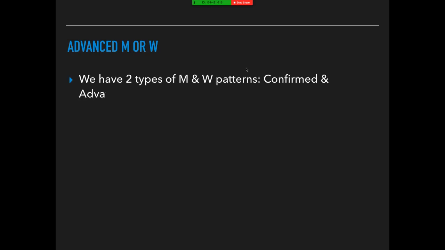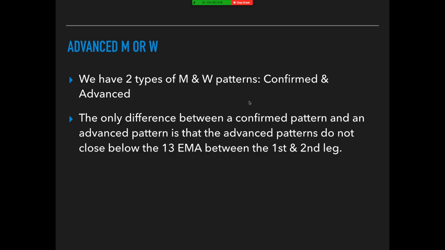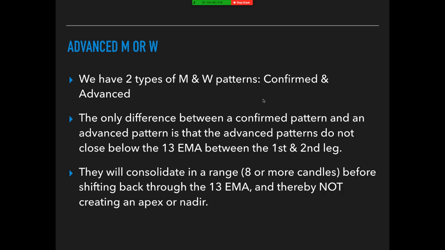All right, guys, next we're looking at the advanced M or Ws. We have two types of M and W patterns, confirmed and advanced. The only difference is that the advanced patterns do not close below the 13 EMA between the first and the second leg. They'll consolidate in a range, 8 or more candles, before shifting back through the 13 EMA, thereby not creating an apex or a nadir. That is just the middle structure of the M and W pattern.